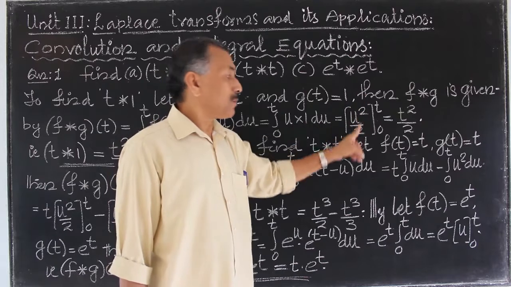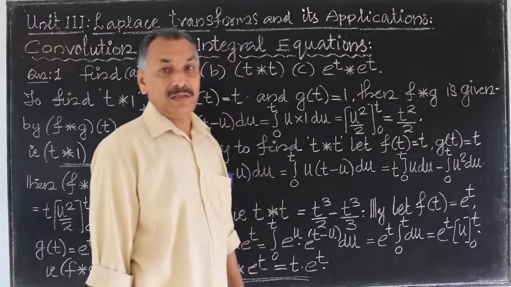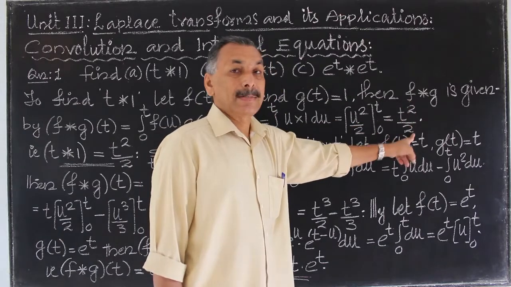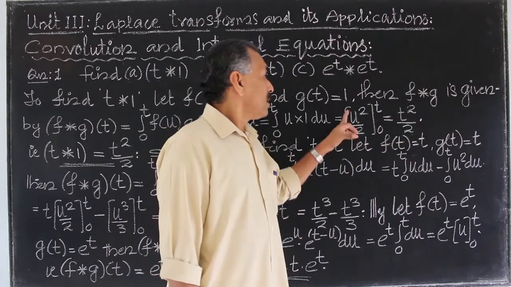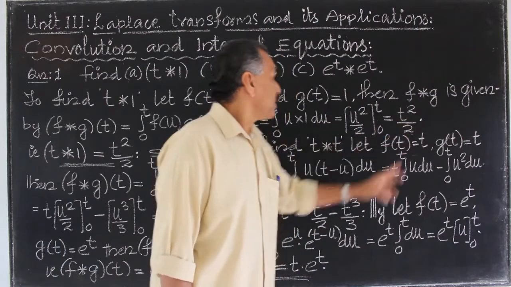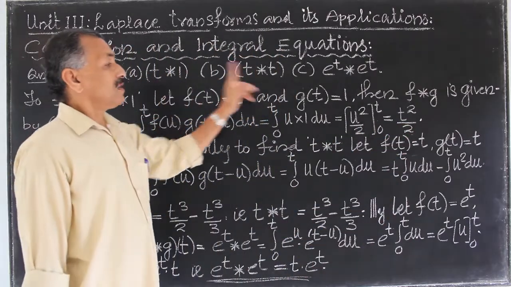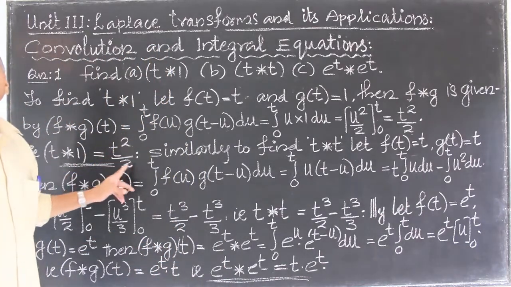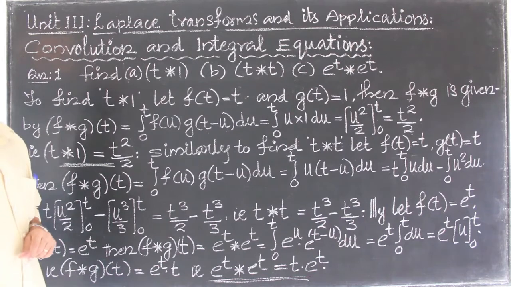The integral of u is u square by 2 between the limits 0 to t. Applying the upper limit u is equal to t, we get t square by 2. Applying the lower limit u is equal to 0, we get 0. That is t square by 2. So t star 1 is equal to t square by 2.